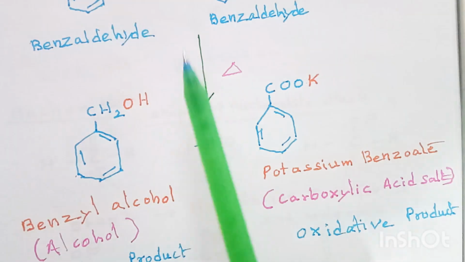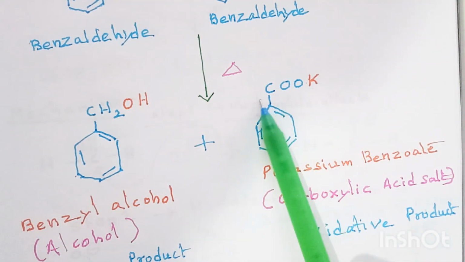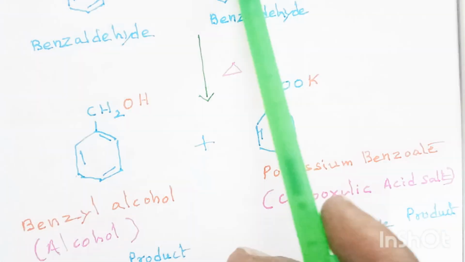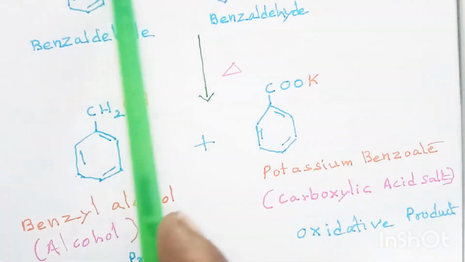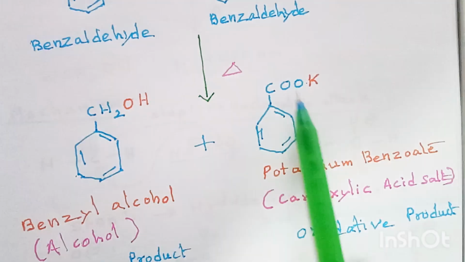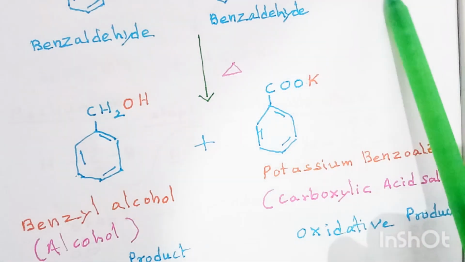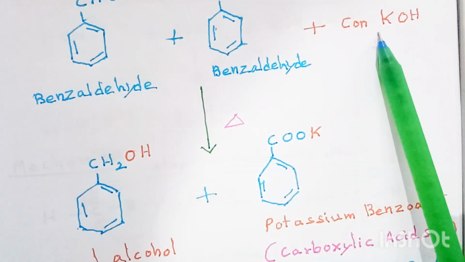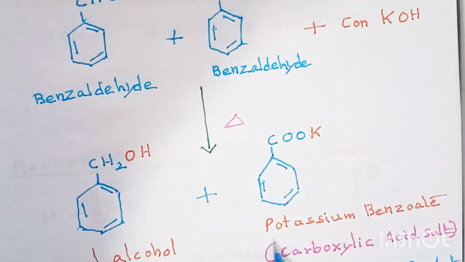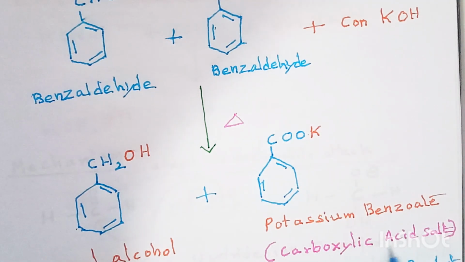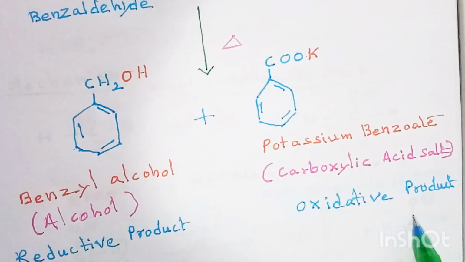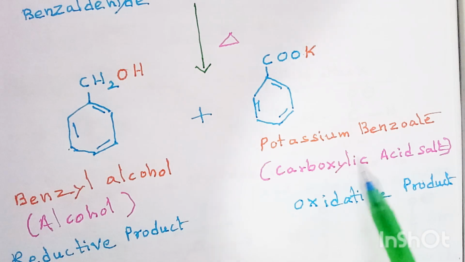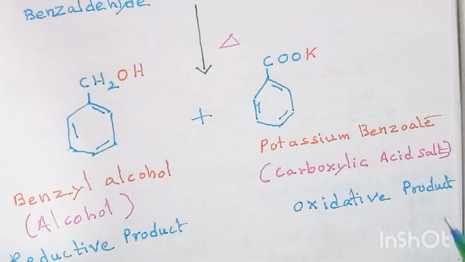Now for the next, you write C6H5 and C is left here. Write the C. O is there. Write O. Take the O from the first molecule and write here. Take potassium from this and write here. So it becomes potassium benzoate, carboxylic acid salt. This is the oxidative product. This is the reductive product, benzyl alcohol. Oxidative product is potassium benzoate.